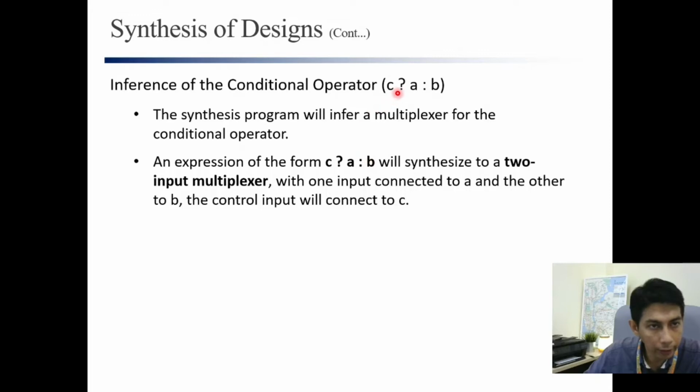This is the operator. C is the signal. C, A, B are signals, and can be any kind of character. C question mark A and B. So what is this? This is the code that will be synthesized to a multiplexer.